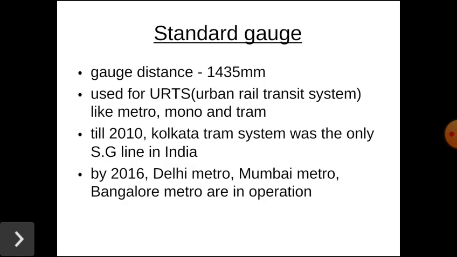Next, standard gauge. The gauge distance for the standard gauge is 1435 mm. It is highly used for urban rail transit systems like metro and monorail, and also in tram systems. In Kolkata, we have a tram system, and it also uses the standard gauge. Now the emerging metros, Delhi Metro, Mumbai Metro, all the major cities have metro, so standard gauge is the track for the metro system.